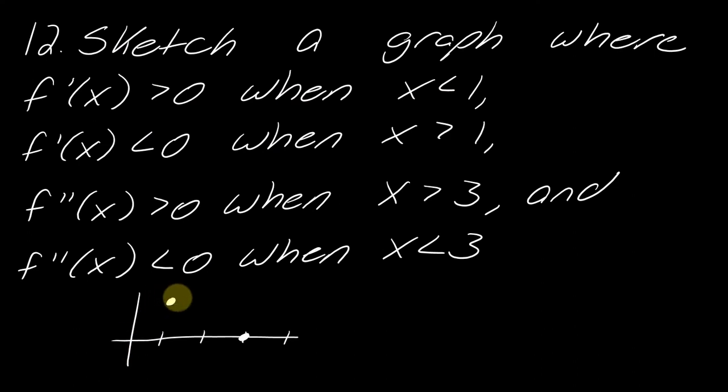Before 1, I need to be increasing. After 1, I need to be decreasing, and I need to stay decreasing. But then at 3, I need to go from concave down to concave up. You have to keep these directions straight. When x is greater than 3, we are concave up, so maybe we'll draw a little thing like that to make sure I'm concave up. Then I'm going to go increasing, and there we go. Now I'm concave down all the way here, and then I just go concave up, and that is a good little micro sketch of a graph.